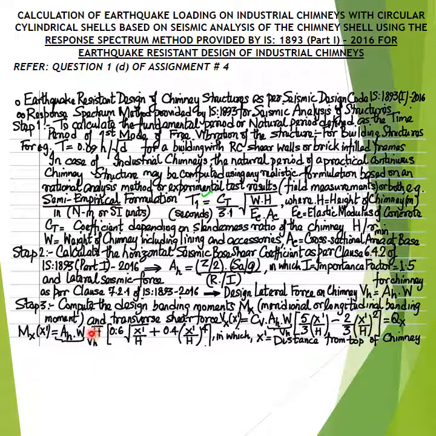and therefore the design lateral seismic force acting on the chimney structure, denoted as capital V subscript H, and the design horizontal seismic base shear, calculated as the product of the horizontal design seismic base shear coefficient A subscript H times the weight of the industrial chimney structure with lining and accessories, should be equal and opposite, and therefore same in magnitude.